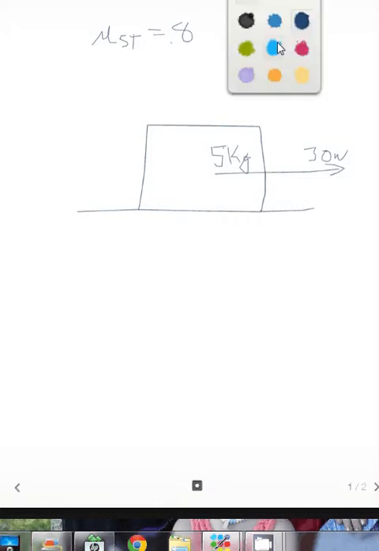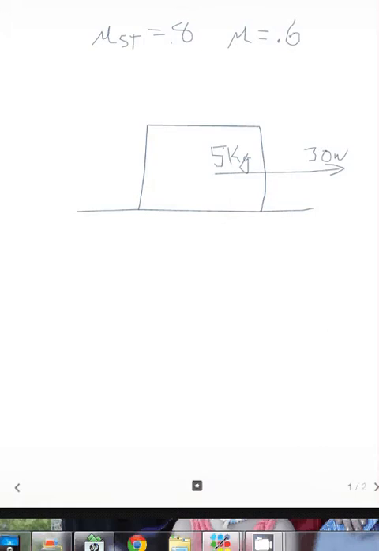Again, static friction should always be higher because it is harder to get the block moving than it is to keep it moving. And we're going to ask the questions, what is the acceleration? And what are all the forces with their magnitude? So we're going to be looking at the acceleration, and we're going to find all the forces, how much they are.